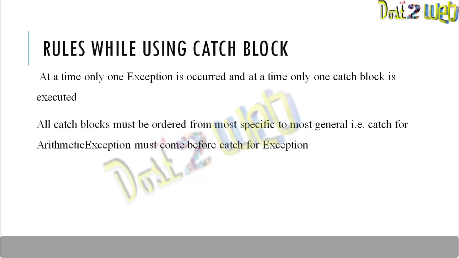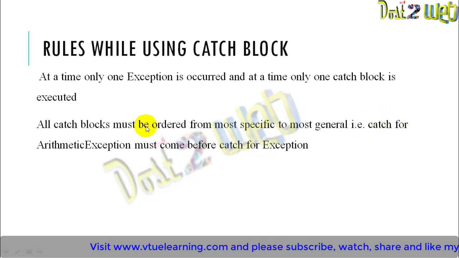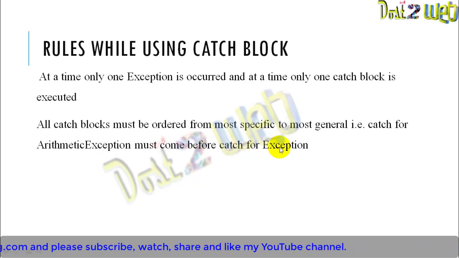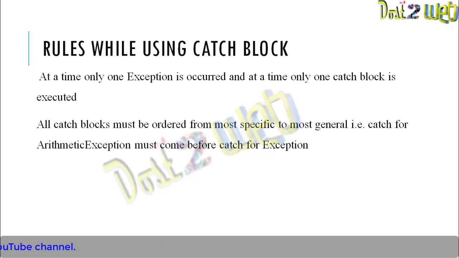Next, all catch blocks must be ordered from most specific to most general. So you have to keep the catch blocks in order from most specific to most general. What is the meaning of that? That means the catch block for arithmetic exception must come before the catch for the general exception. So first it will come arithmetic exception, and after that you use any other catch block for the exception.